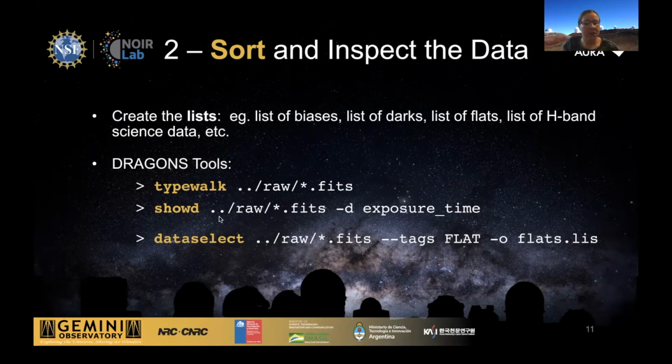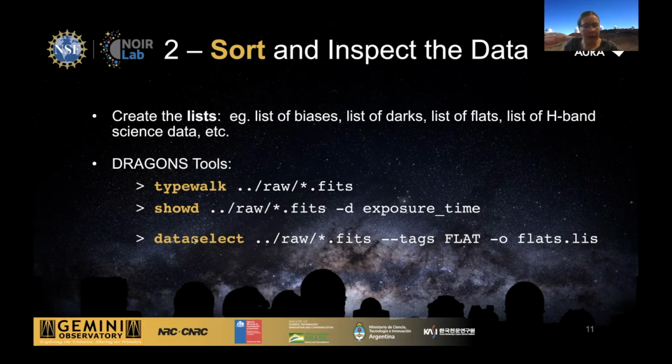Show D is for descriptor. It will show you a descriptor you might be interested in for all your files or a subset of your files. For example, if I want to see the exposure times for all my files, I would do -D descriptor and the name of the descriptor. Could be filter name as well, or gain, or things like that.